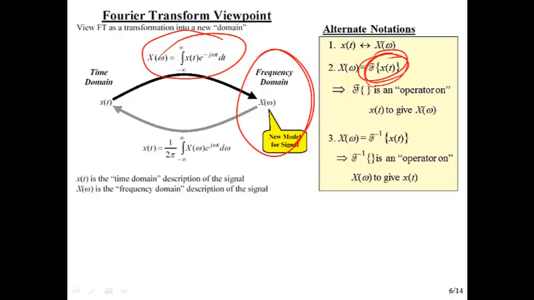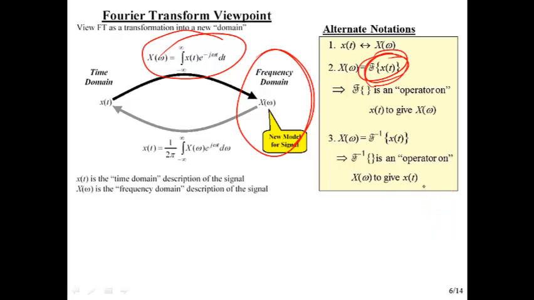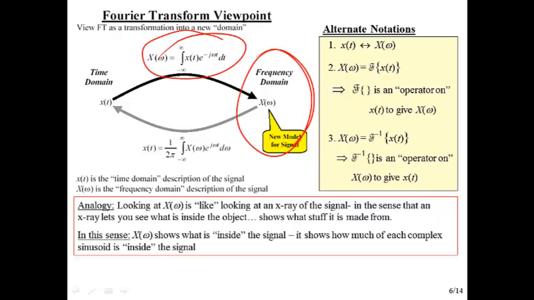I've got this backwards. These should be reversed. I'll try to fix that. So this should actually be x of t is equal to the Fourier transform inverse of x of omega. And so what that's saying is there's this inverse operator that operates on x of omega to give back x of t. So these are just different notational methods for quickly writing these ideas down.